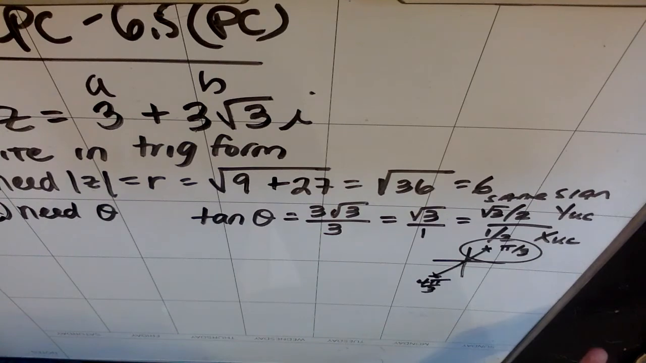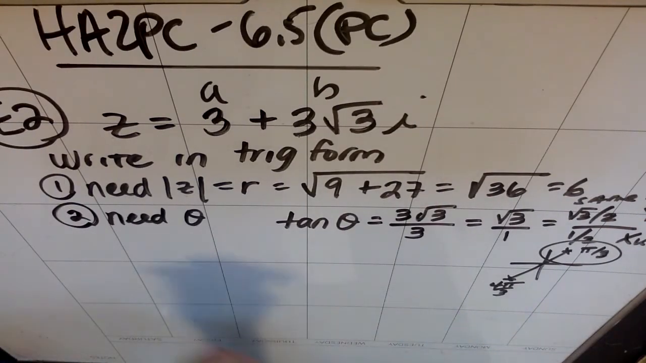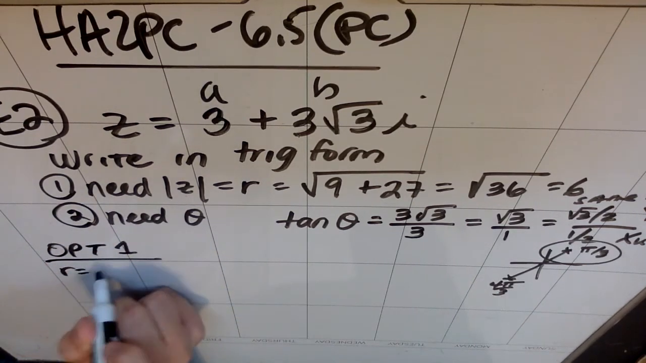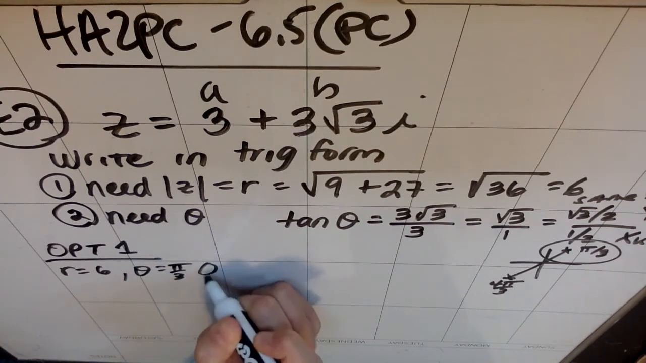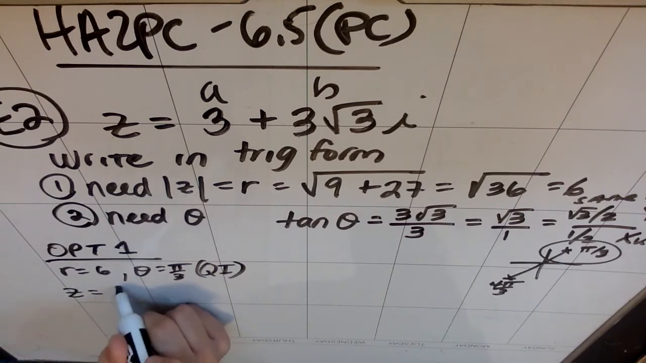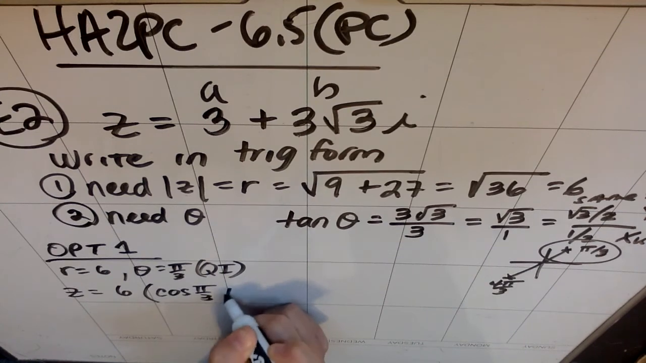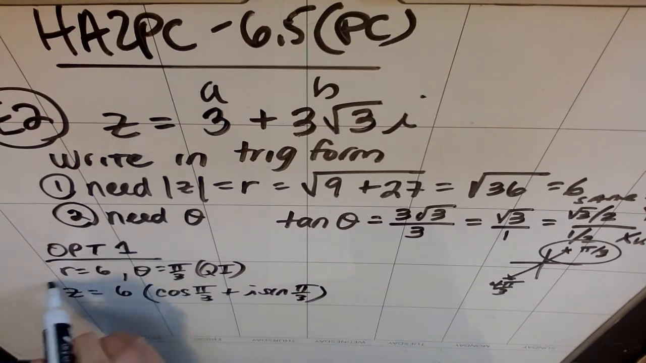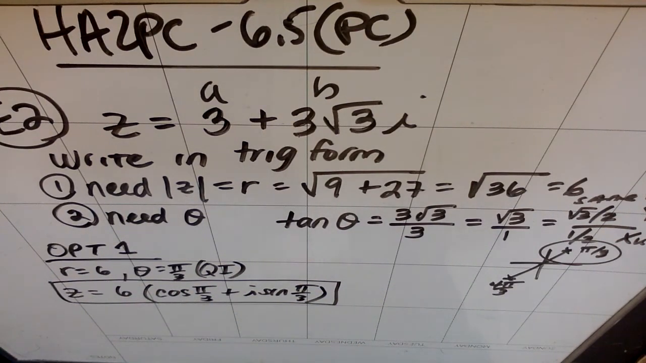So there are actually 2 ways to do this. I'm going to walk you through the 2 different options. Option 1 is to use r is 6 and use a theta of pi over 3, which is in quadrant 1. So then my answer z would be 6 times cosine of pi over 3 plus i sine of pi over 3. Now, you could have also used 60 degrees. I went with radians. You could totally go with degrees if you wanted. If it's not specified, that's fine.